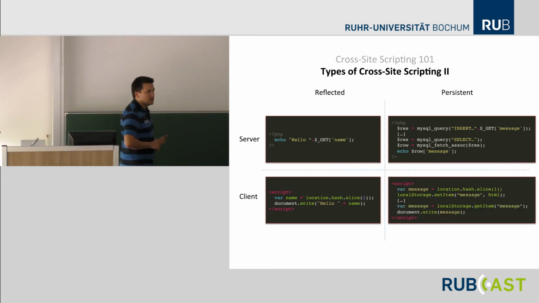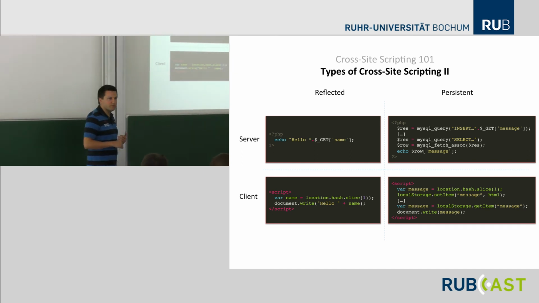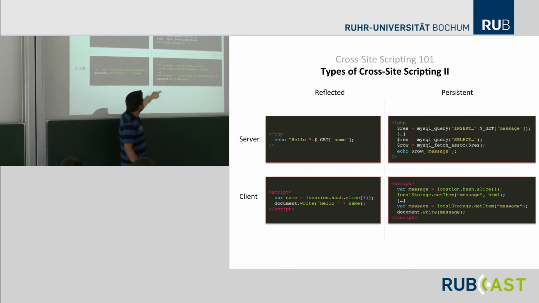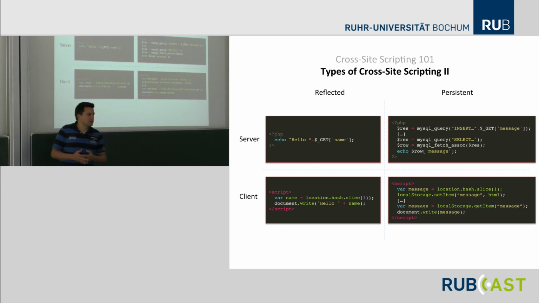This is stored client-side cross-site scripting, and we see them a lot. So they are happening a lot and people are not aware of them, so I have it in my presentation. So what is happening here is we are again reading something, a message, and the message is coming from user input, from location hash, and we are storing that message in the local storage.